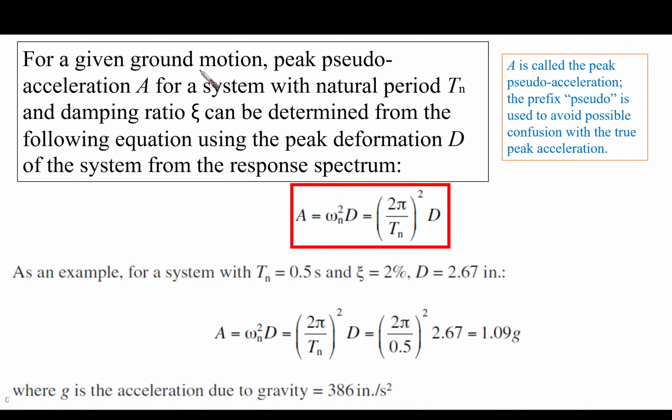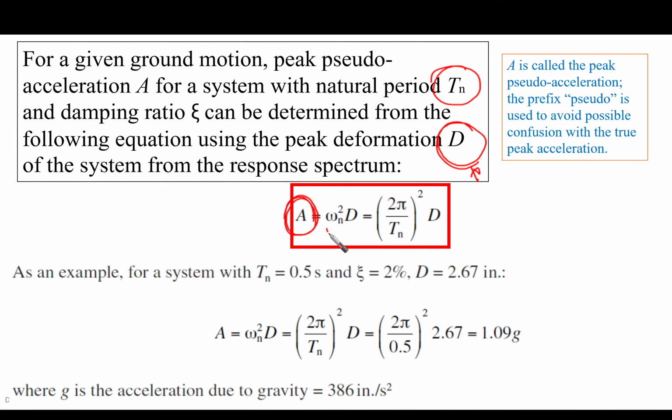For a given ground motion, the peak pseudo acceleration A for a system with natural period Tn and damping ratio can be determined from the following equation using the peak deformation. Again, the peak deformation of the system, which comes from the deformation response spectrum, is going to be used in order to obtain the peak pseudo acceleration.